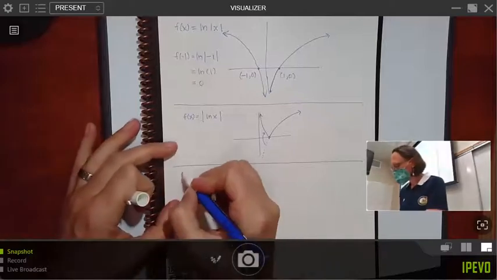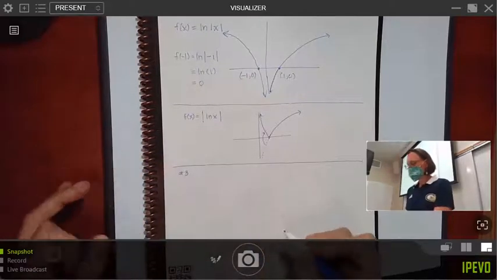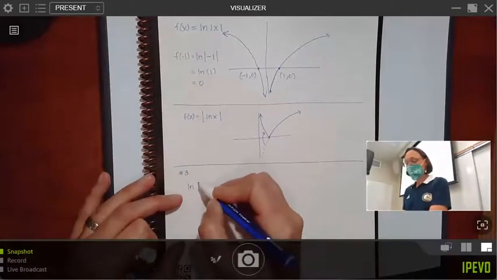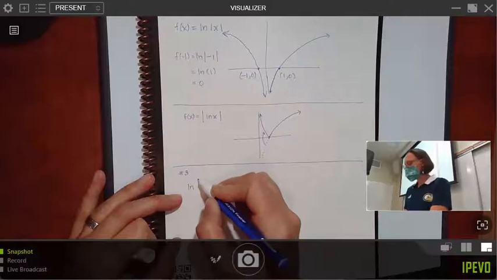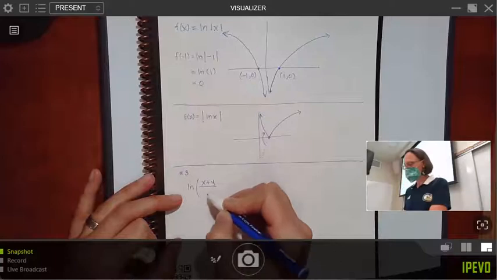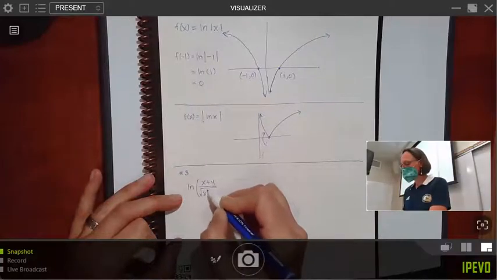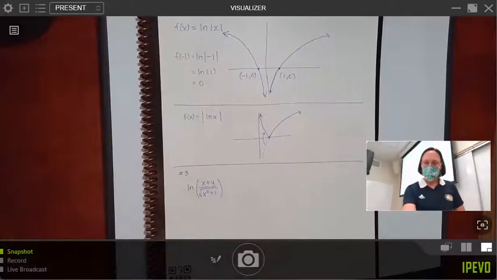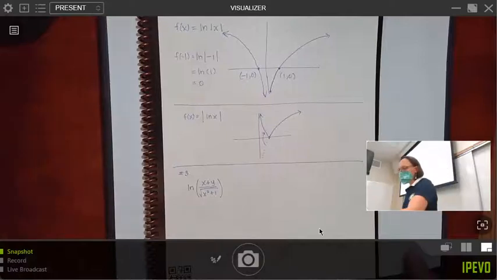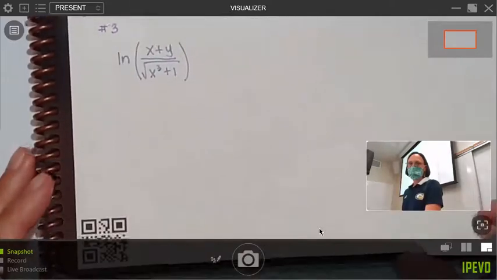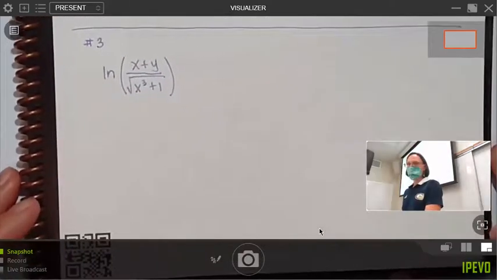So looking at number 3, a couple of them here. I know that there are not parentheses around this stuff, but it's implied parentheses. It's natural log of this whole mess. And I know that's not on the screen. Bear with me for a second. It's not terrible.